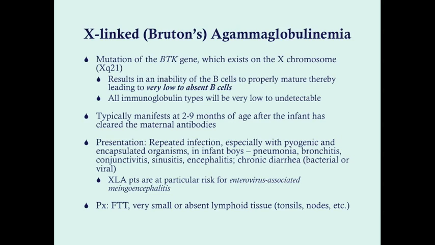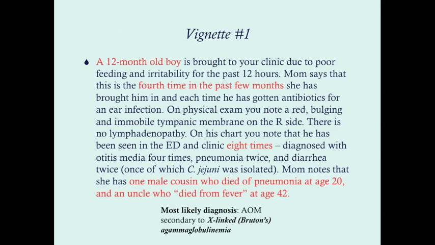So X-linked or Bruton's Agammaglobulinemia is a mutation of the BTK gene, which exists on the long arm of the X chromosome, and BTK just stands for Bruton's tyrosine kinase. And this results in an inability of the B cells to properly mature, and thereby leads to very low to absent B cells. So you go back here.